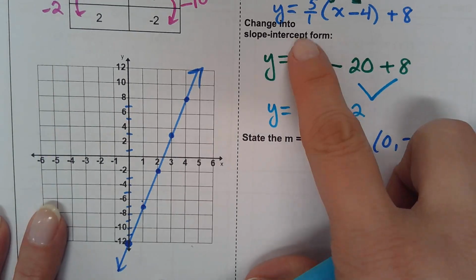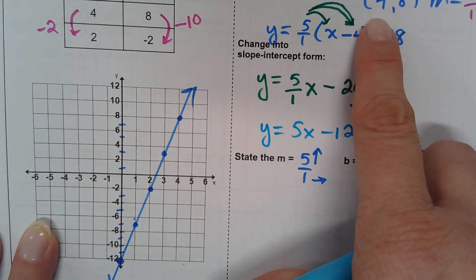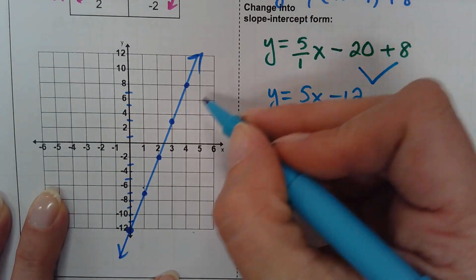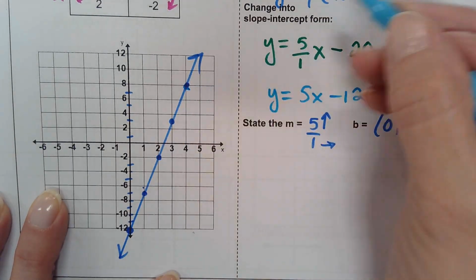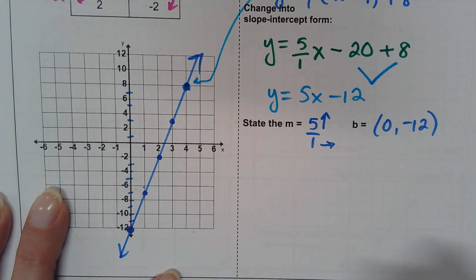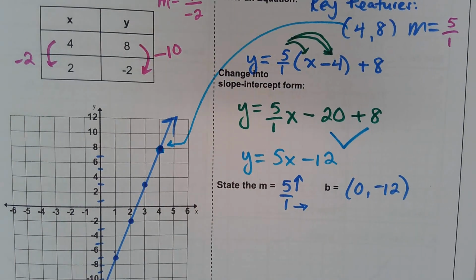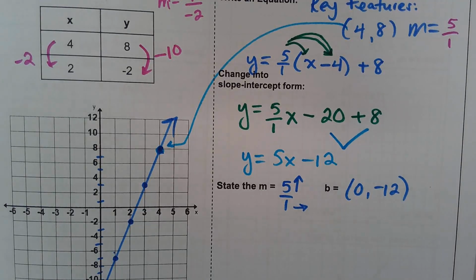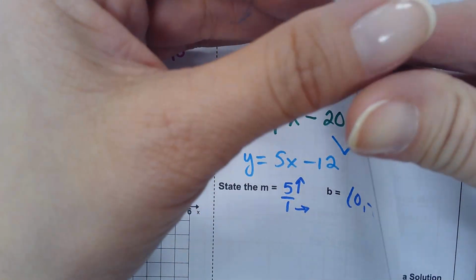But if I look, this point, (4, 8), is right here on the graph. (4, 8) is one of the points. Great job, Math 1. I need you to practice distributing the slope into the parentheses.